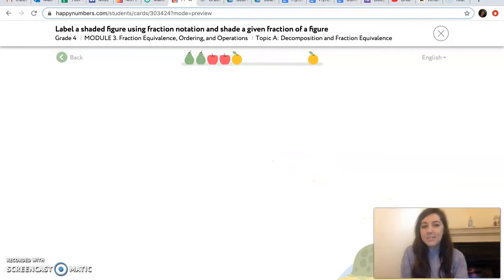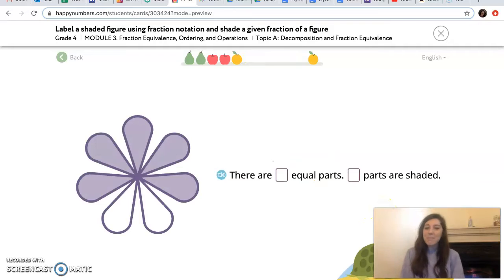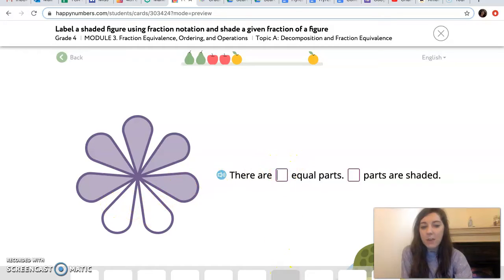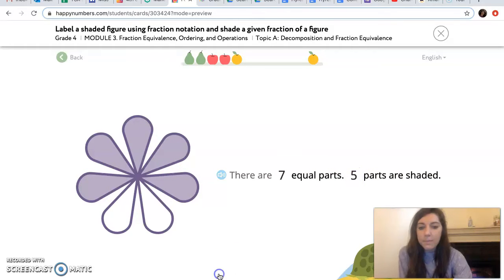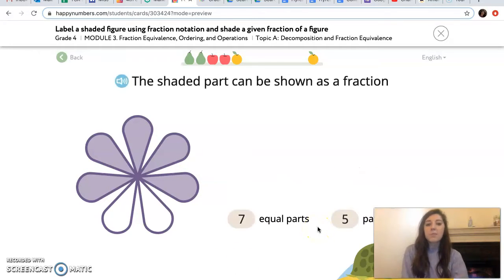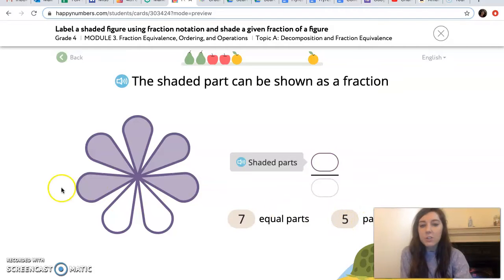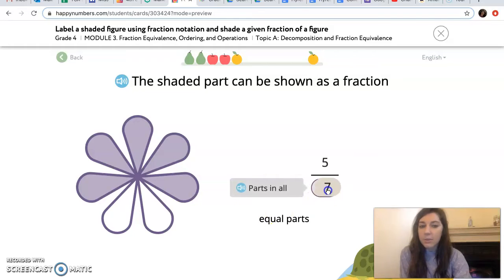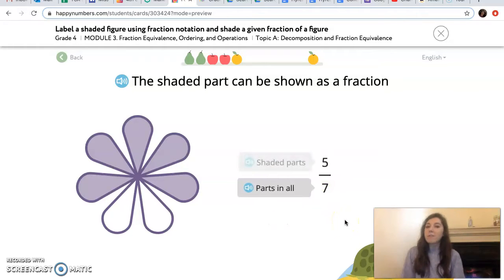Yay, great! So for this shape, it's a little bit different, but let's count how many parts there are. So there's 1, 2, 3, 4, 5, 6, 7 petals on our flower. So 7 equal parts. And then how many of those are shaded? 1, 2, 3, 4, 5. So there's 7 equal parts, 5 parts are shaded. So we're going to put this into a fraction. The parts that are shaded go on top. So there's 5 that are shaded, and then there's 7 parts all together. So I'll put that on the bottom. So my fraction is 5/7.